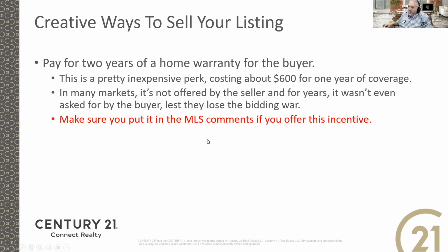All right, you could also leverage the home warranty, and we've got a great home warranty program through America's Home Preferred. You know what? Home warranties in the big picture are pretty inexpensive, costing about $600 a year for a year of coverage. In many markets, if it's not offered by the seller, it's even asked for by the buyer, lest they lose in the bidding process. So obviously, if you're going to do this, you want to make sure your MLS comments reflect this incentive. Okay.